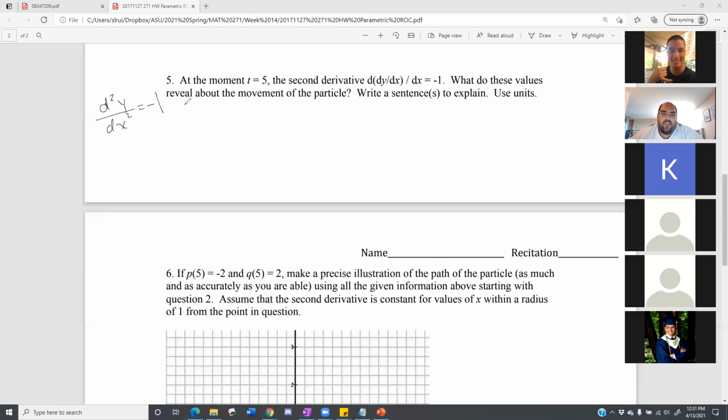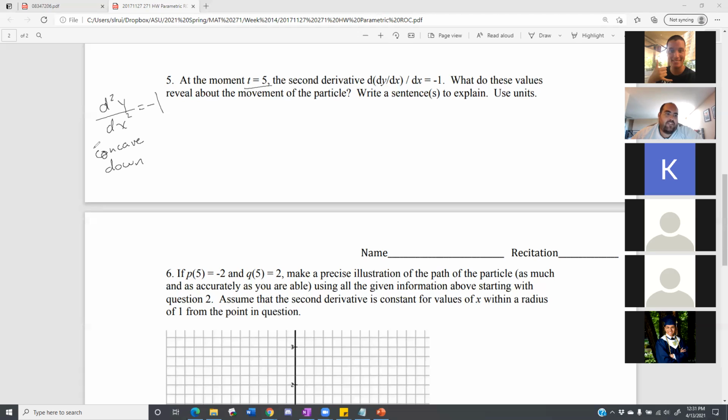So we have the second derivative is -1. What does this mean about the movement of the particle around this time? Second derivative negative means that it has to be concave down. The graph has to be concave down at that point. Okay, so I'm going to write that over here. Concave down, which you're absolutely right.